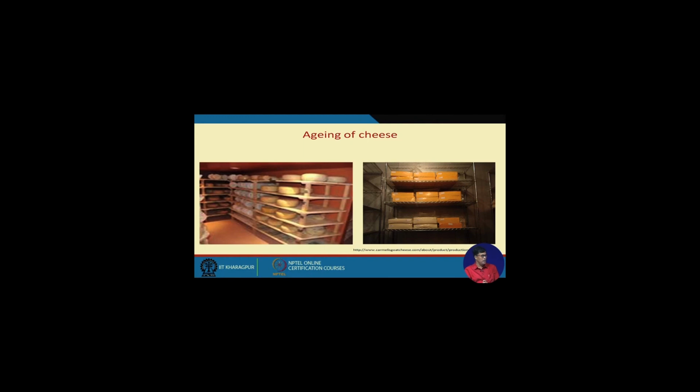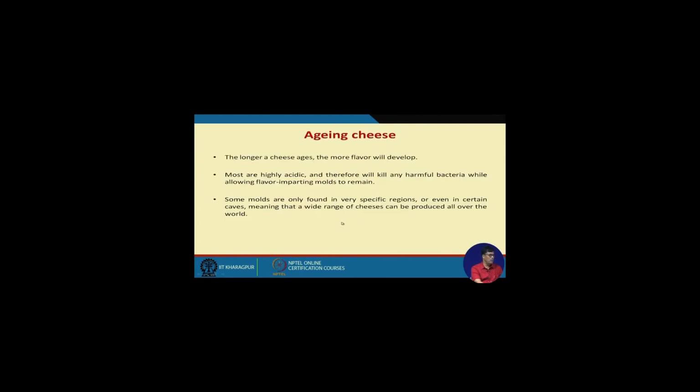You can see this is the cheese. We keep it in the different racks. We can keep it maybe weeks to years. One year you can keep, and during this process some kind of chemical alteration takes place. It develops different flavor and sharpness of the cheese. The longer the aging, the more flavor development.